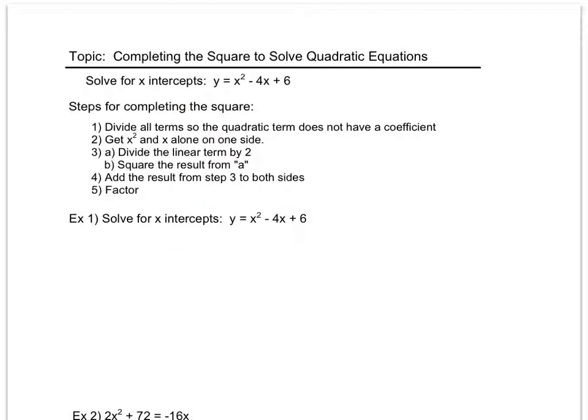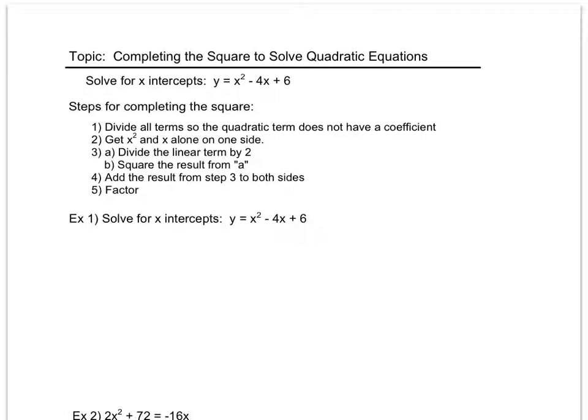It seems like a lot, but they do flow very nicely together. The first thing we're going to do is we're always going to divide all of our terms so that our quadratic term does not have a coefficient. It does not matter if our linear term has a coefficient, but our quadratic term cannot. Sometimes we will be given equations that we don't have to worry about step 1.